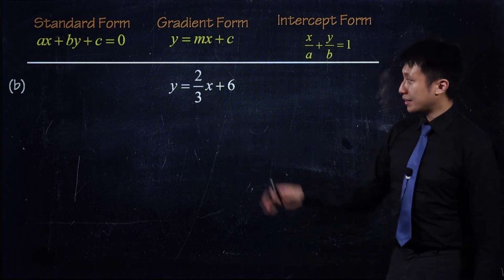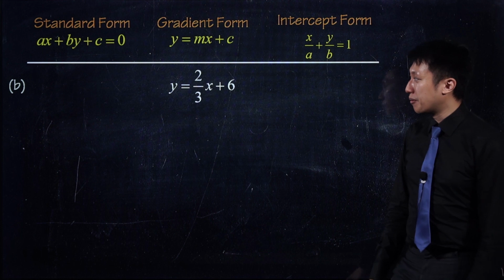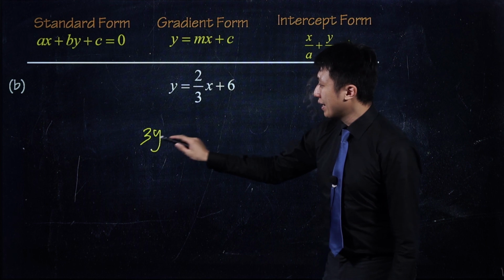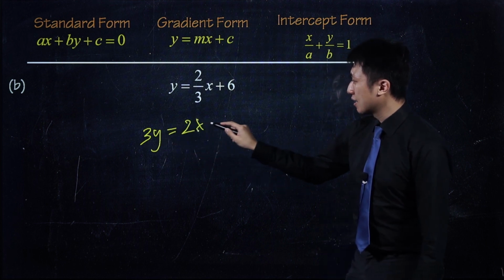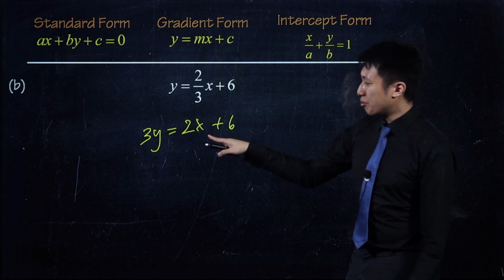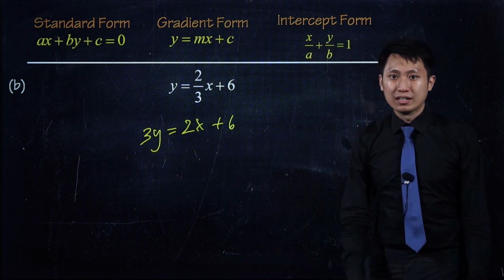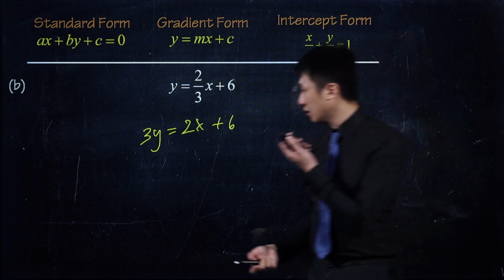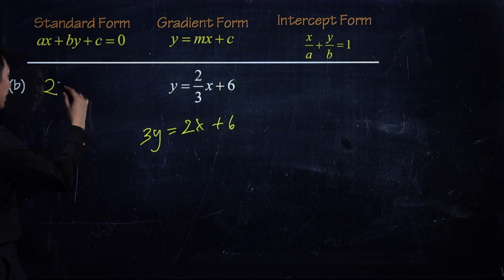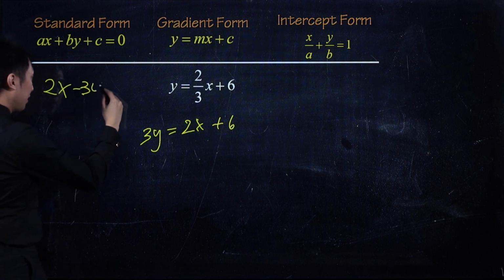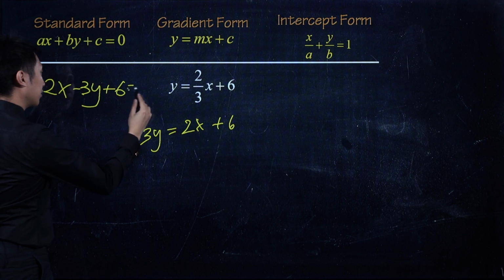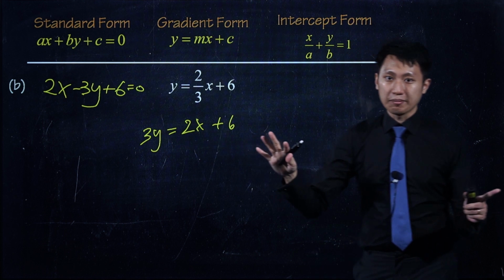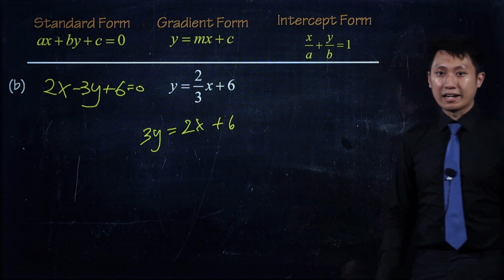This one gives you gradient form. I want standard form, so I'll multiply both sides by 3. So I'll get 3y is equal to 2x plus 6. Do you want to move this one over, or do you want to move 3y over? 3y over, because you want x to have a positive coefficient. So this one will give you 2x minus 3y plus 6 is equal to 0. And again, now these two equations are exactly the same. So I choose anything so that I can achieve my things.